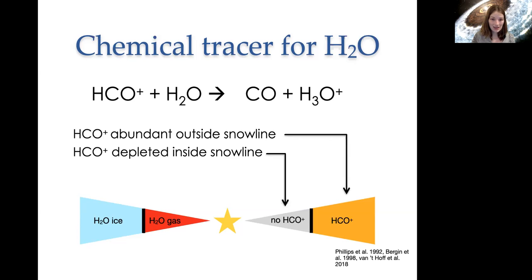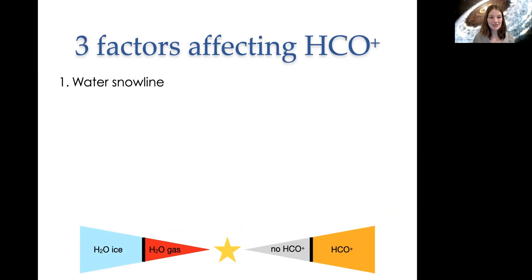So let's see how that works in typical Herbig disks. But before I do that, we also need to think about what's different between the CO snowline and the water snowline. The major difference, or one of the major differences, is that the water snowline is located a lot closer to the star. So there are three things affecting HCO+. First of all, the water snowline.